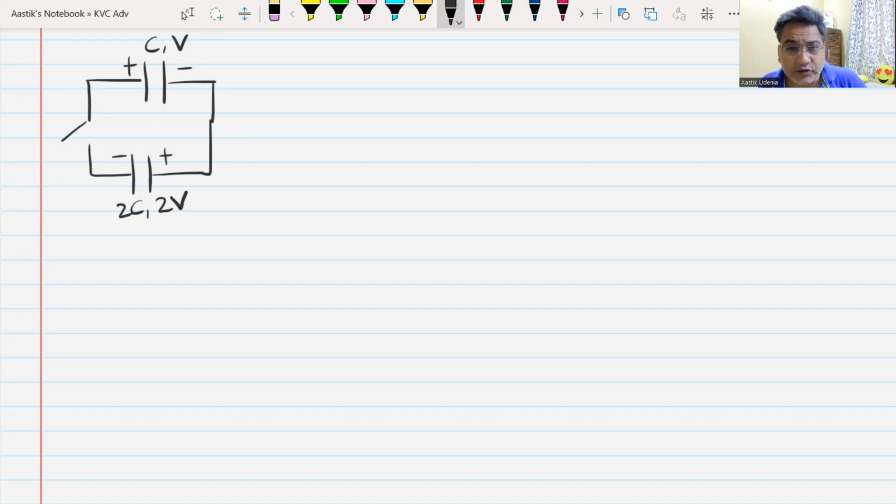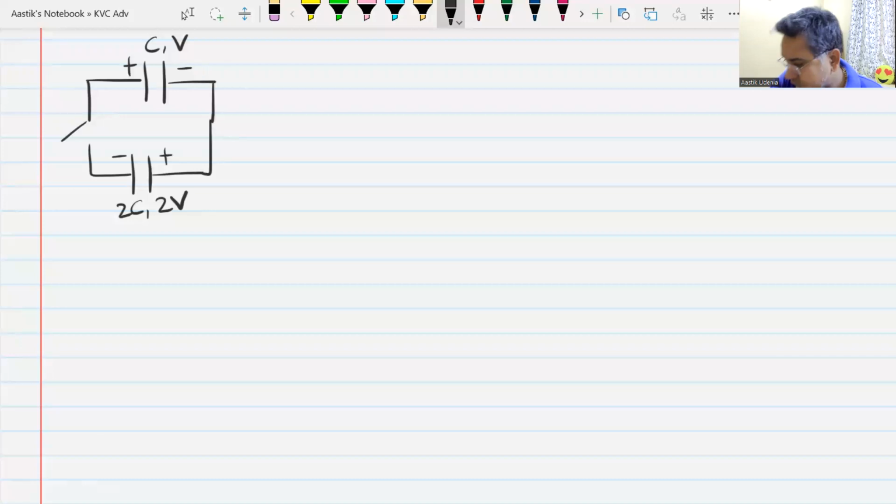V and 2V are the voltages. Do we understand this? Yes, sir. Then they are connected in this fashion. The positive plate of one capacitor is connected to the negative plate. You have to find out the total charge, the final charge on each capacitor. Once you get the value of final charge, you can find out the other things. Yes or no? Yes, sir.